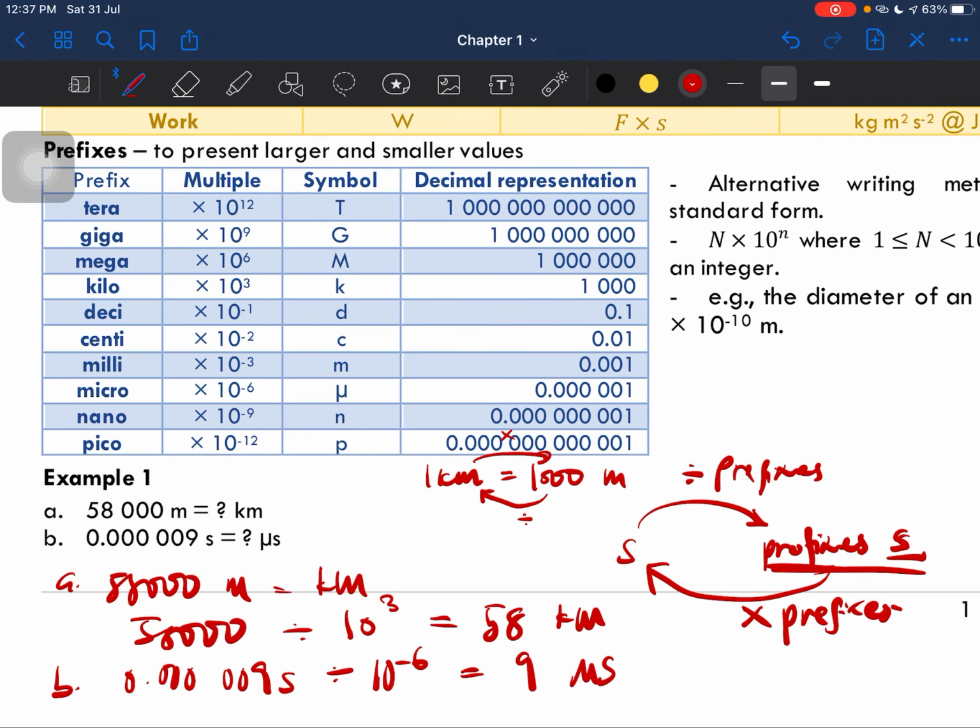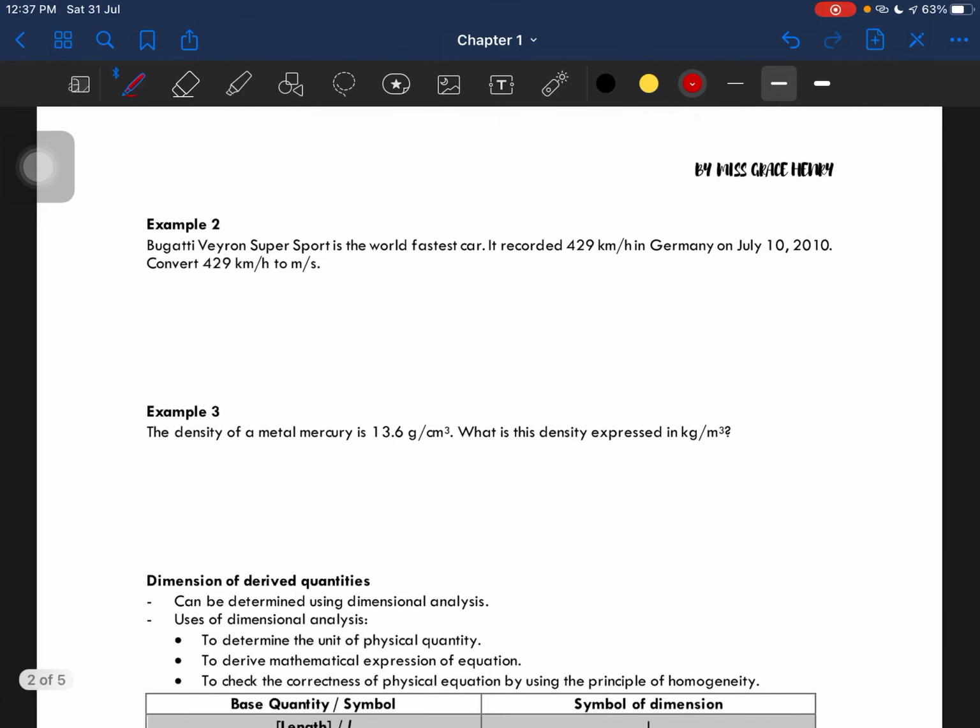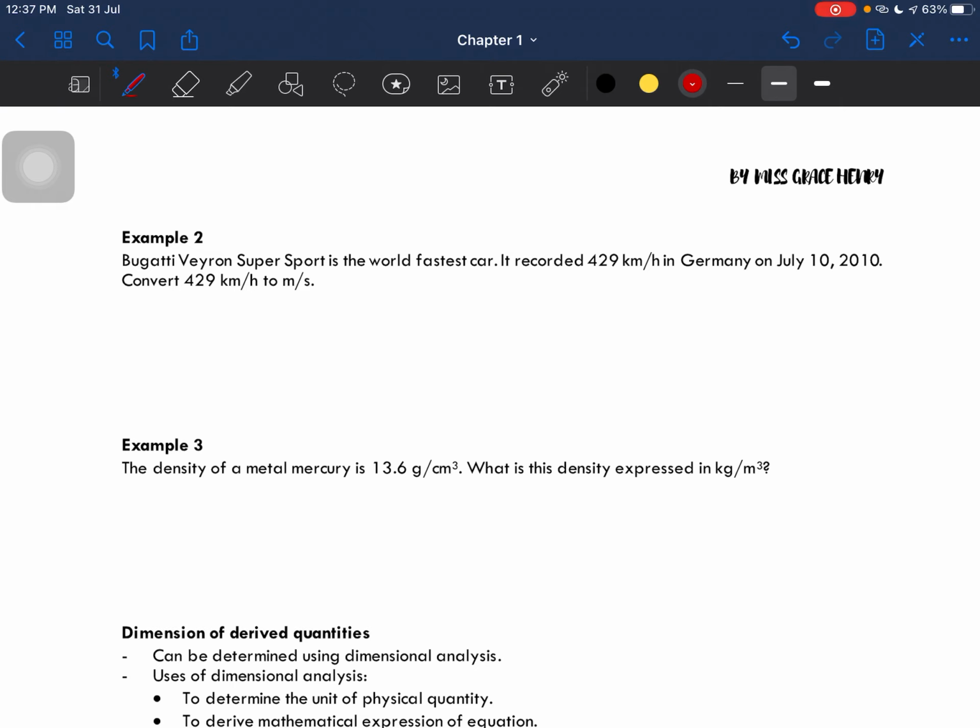Alright, okay, right, good. Now is example 2. Bugatti Veyron Super Sport is the world's fastest car. So it has recorded 429 km per hour in Germany on July 10, 2010. So it asks us to convert kilometer per hour here to meter per second. Alright, so 429 kilometer per 1 hour here.